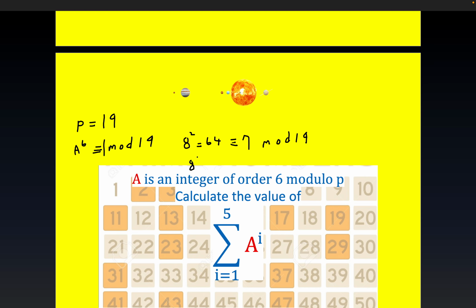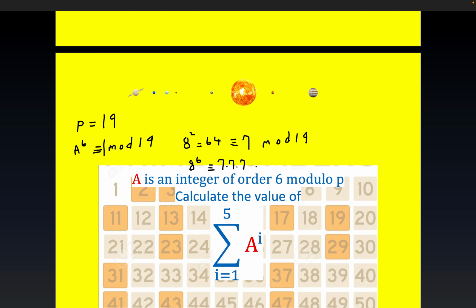So notice that this follows, and hopefully I'm not leaving too much out here. 8 to the 6th is the same thing as 8 squared cubed, right? So this would be congruent, and you can treat congruency just like equality in most cases. So this would be 7 times 7 times 7, right? And again, we learned up here that 8 squared is 7 modulo 19. So if you cube this and you cube this, you get this statement right here. So you can treat congruence like equality in many cases.